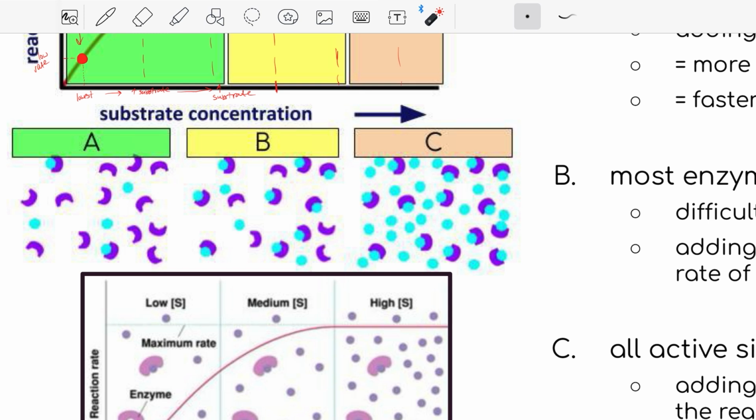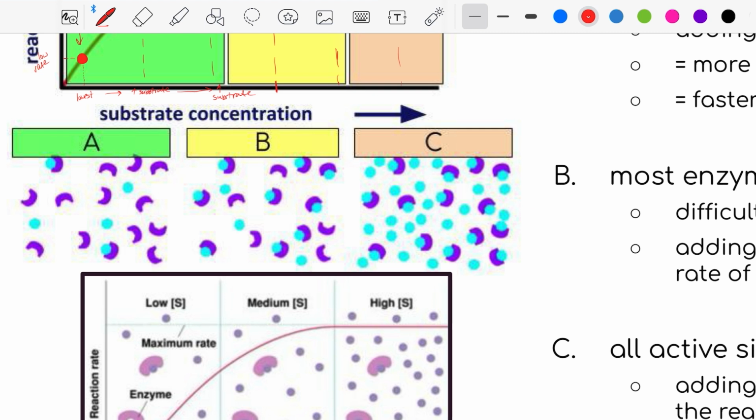But in C, what we find is that it doesn't matter if we add more substrate, because the enzymes are actually all full of substrate, and therefore we don't need to increase the amount of substrate. It doesn't matter, because all the enzymes are already at their maximum capacity, which means that they're not able to bind onto another or to stick onto another substrate. Okay, so in this one here, they're already making as much product as they possibly can, because all the enzymes are saturated. They are full of substrate.